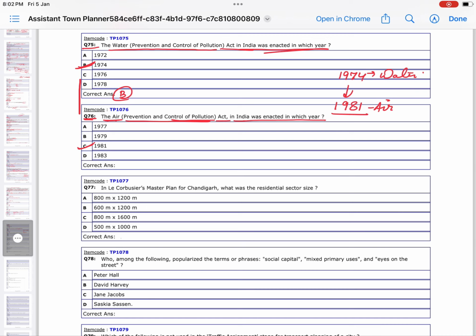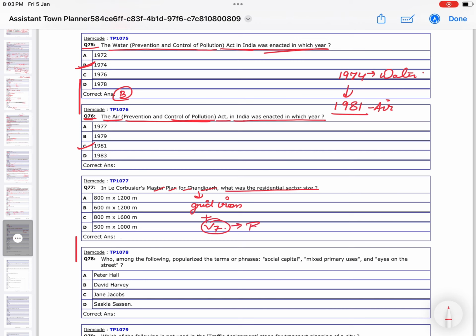Coming on to question number 77. In Le Corbusier's Master Plan for Chandigarh, what was the residential sector size? In terms of Chandigarh, you have to remember it is a grid iron pattern, plus we have the V7 concept here.